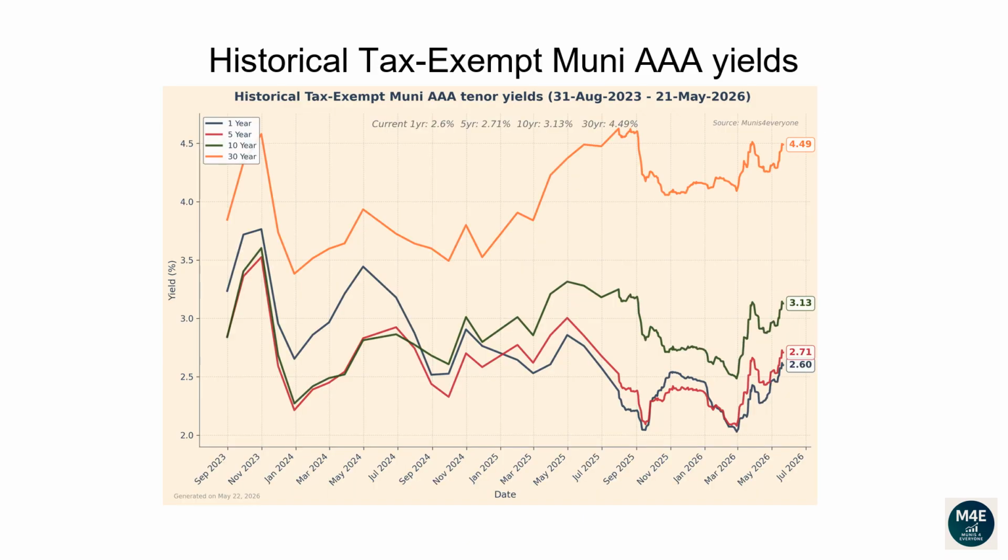This line plot and the next plot show how each tenor of the Muni yield curve has changed over time. From the 31st of August 2023 to the 21st of May 2026, the 1-year yield has dropped from 3.24 to 2.6. The 5-year yield has dropped from 2.85 to 2.71. The 10-year yield has increased from 2.84 to 3.13. The 30-year yield has increased from 3.85 to 4.49.